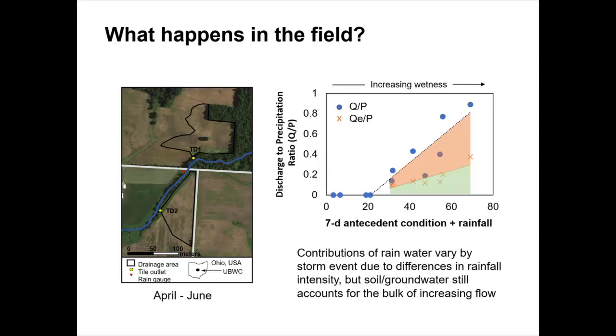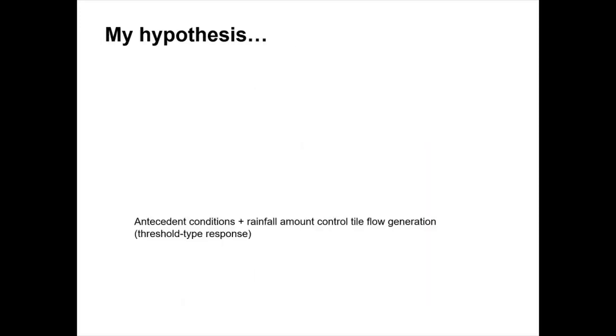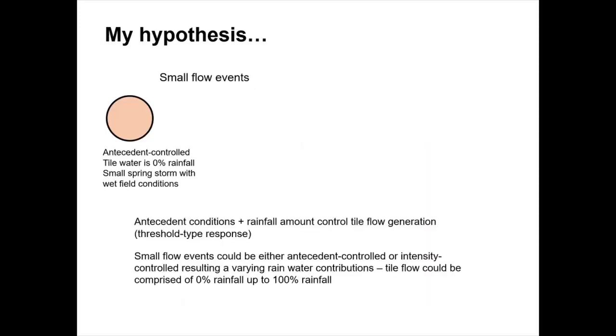So essentially, the amount of rainwater can vary by storm event due to differences in rainfall intensity, but the soil and groundwater contributions are what really increases when we get these big tile flow events. It's not necessarily the amount of rainfall that's being transported. Rainfall is just acting to mobilize water that's already there.